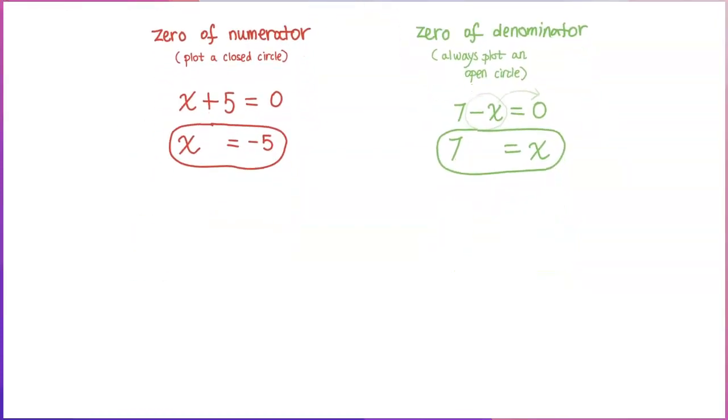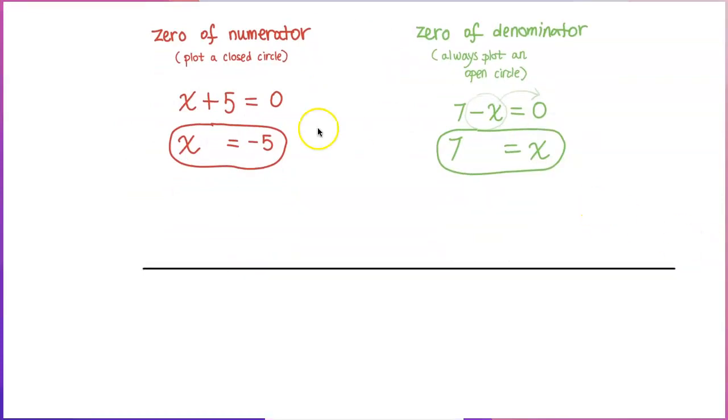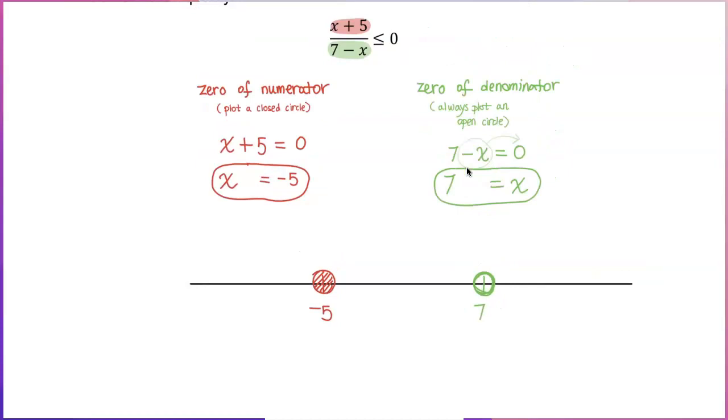So let's mark those. Draw a number line and make sure to put the smaller number on the left. -5 is smaller than 7, right? So you put that on the left. Draw a closed circle right there. For 7, plot an open circle. And we're ready to use some test points to see which interval is the solution interval.